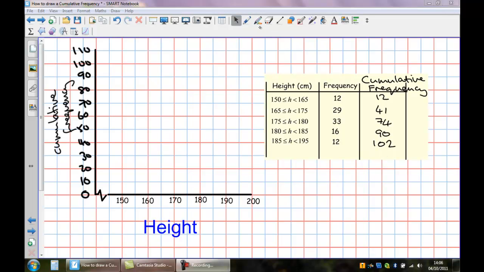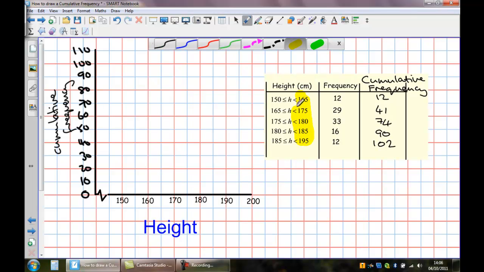For a cumulative frequency curve, they're just a bit like coordinates. The only thing to remember is that we're going to use these upper bounds as our values to plot against. We're not looking at midpoints, and we're not looking at the lower bound or class width or anything like that. We're just going to go for the upper bound, and then I'm going to plot 165 and 12. So 165 is here, and 12 would be about there.